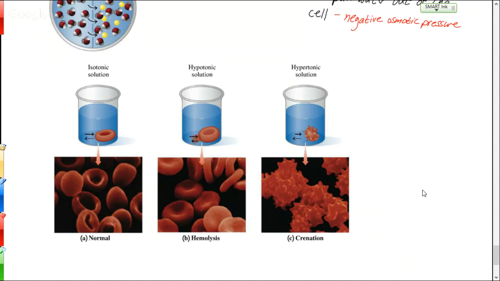So here you've got those three types of solutions from left to right. The normal isotonic solution. Hemolysis is the name for the red blood cells bursting from getting too much water in them. And then crenation is the term for the water coming out of the cells and then getting kind of shriveled up from the opposite direction.